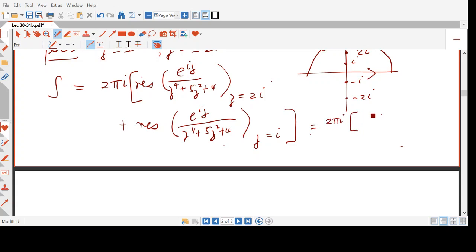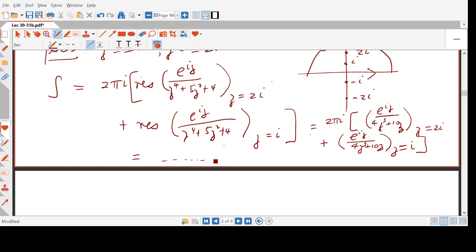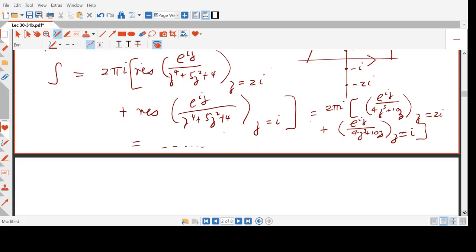The residue will be e to the iz over, differentiate the denominator, 4z cubed plus 10z. Then you plug in z equals 2i, plus the same thing, e to the iz over 4z cubed plus 10z, putting z equals i. And at the end of the game, I don't know what the final answer is here, but in any case, you've got to crank this out and get the final result. You can find the answer in your textbook.